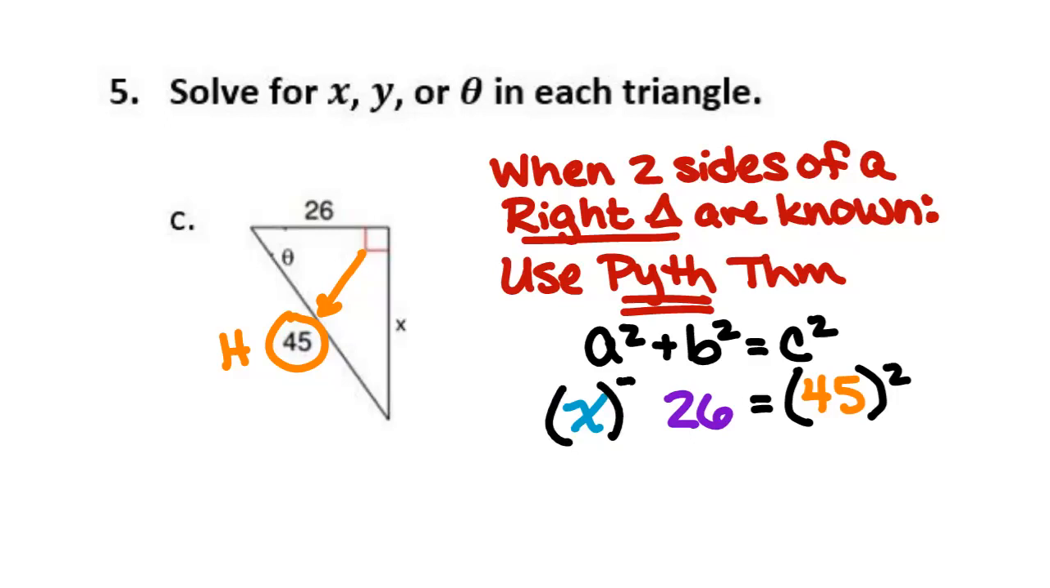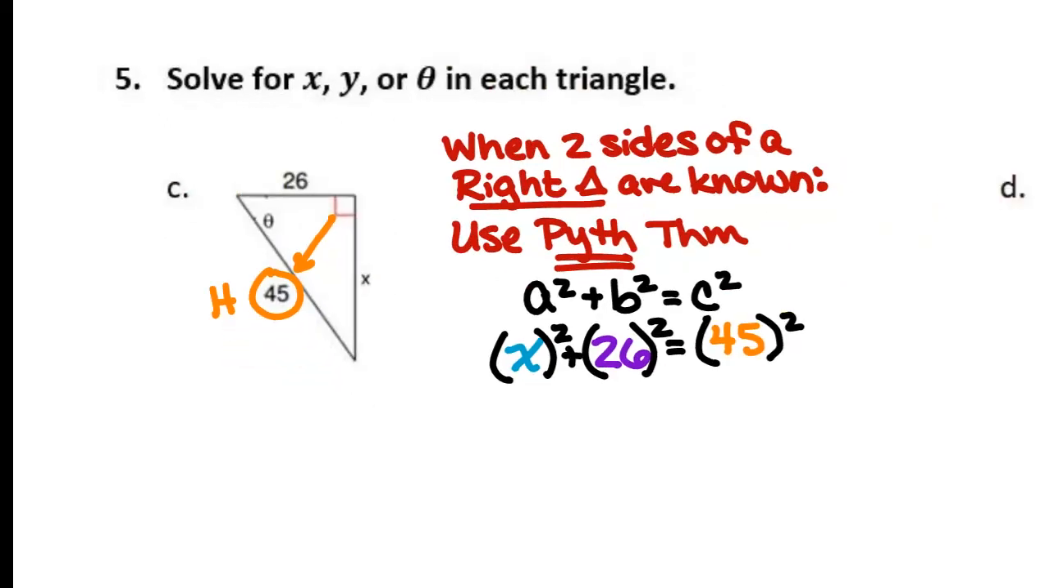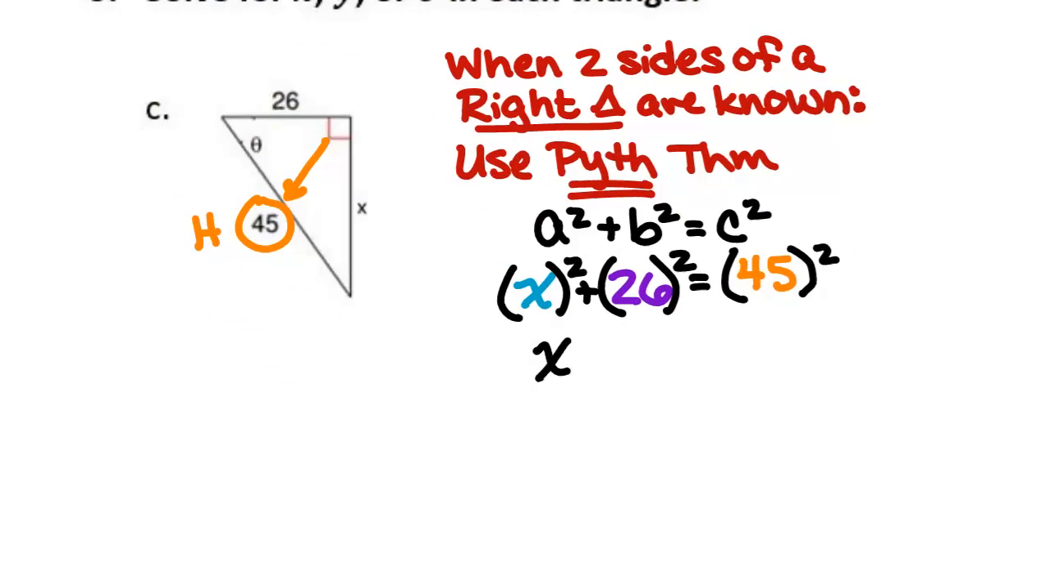Then we take them and we square them. So x squared plus 26 squared equals 45 squared. What is 26 squared? 676. What is 45 squared? 2025. Next year. I'm ready to graduate.